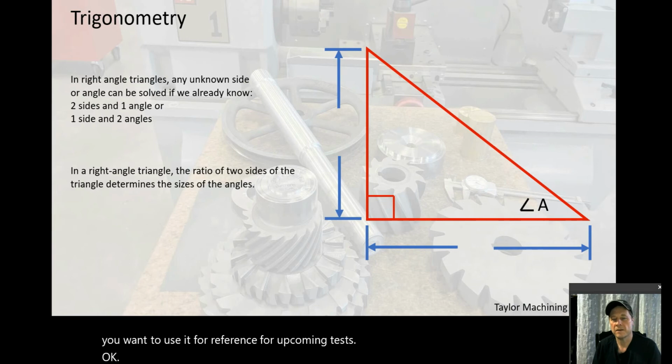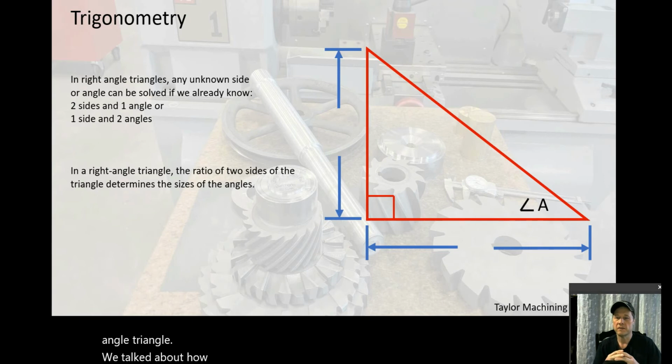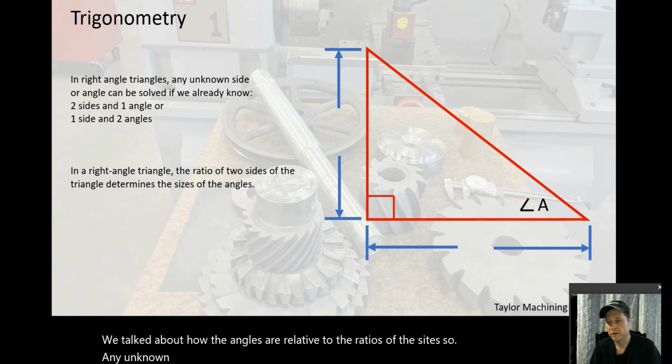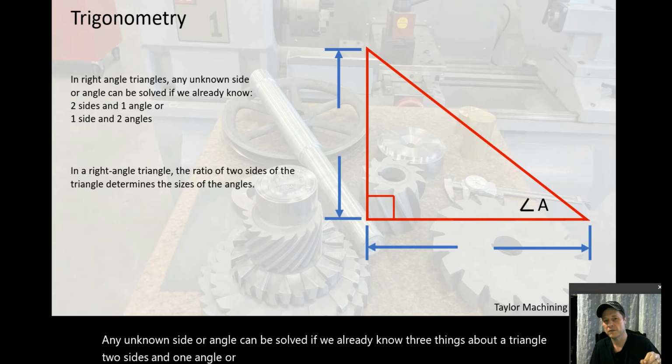So just again, what we talked about last week as far as the basics of trigonometry in a right angle triangle, we talked about how the angles are relative to the ratios of the sides. So any unknown side or angle can be solved if we already know three things about a triangle: two sides and one angle, or one side and two angles.